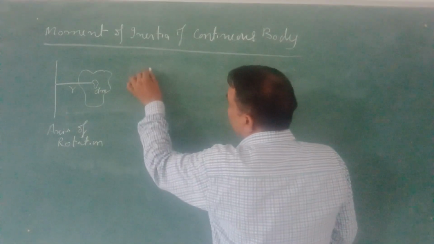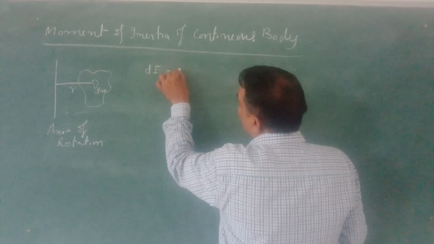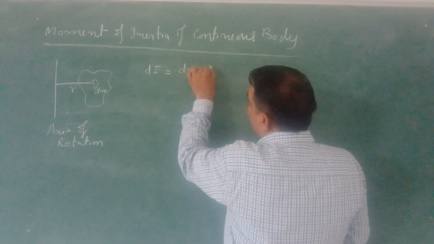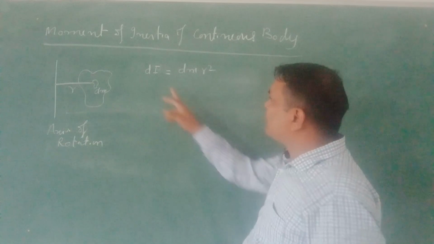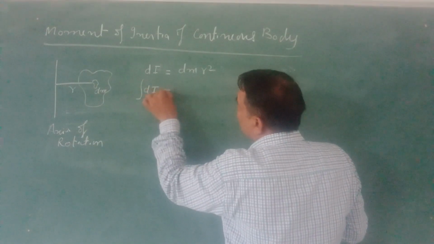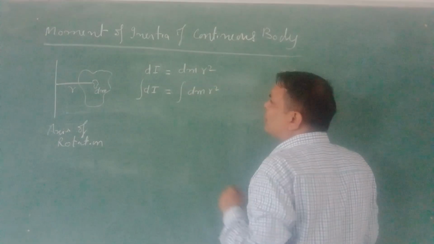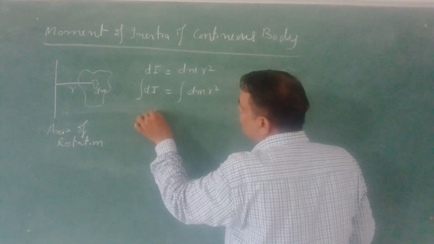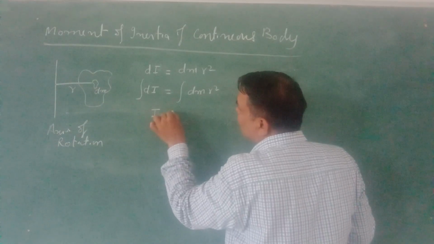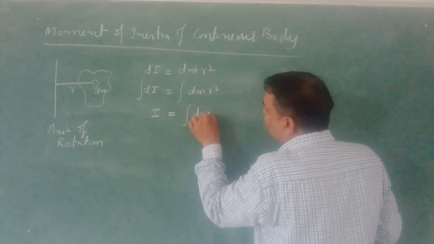In this case, small dI is equal to dm r square. If we integrate both sides, then integration of dI is equal to integration of dm r square. Integration of dI becomes I, the total moment of inertia, equal to integration of dm r square.